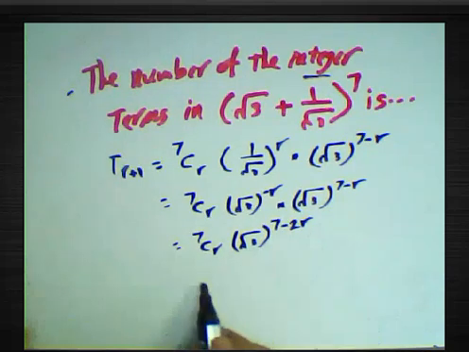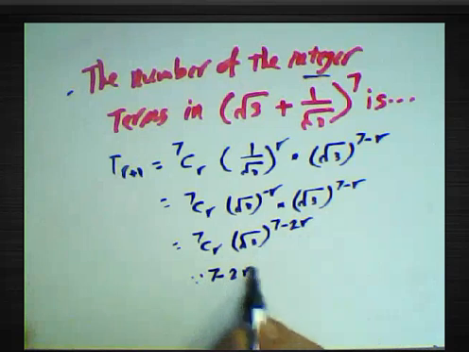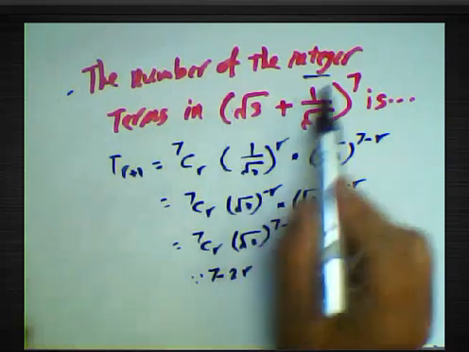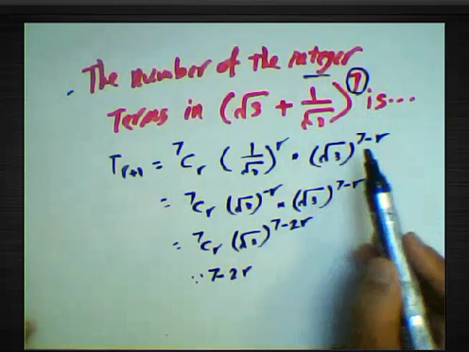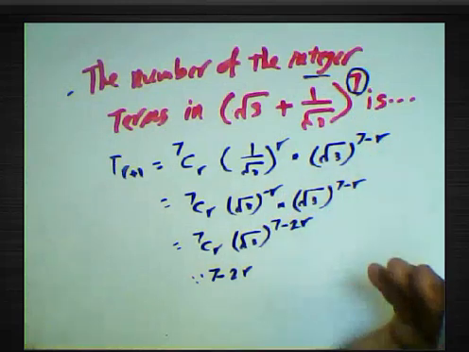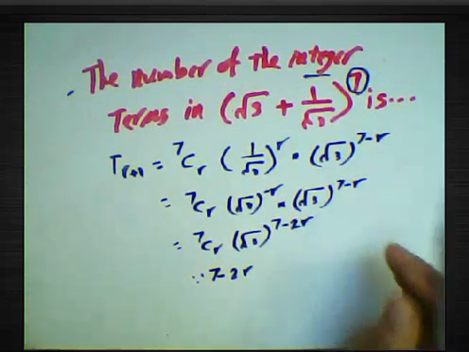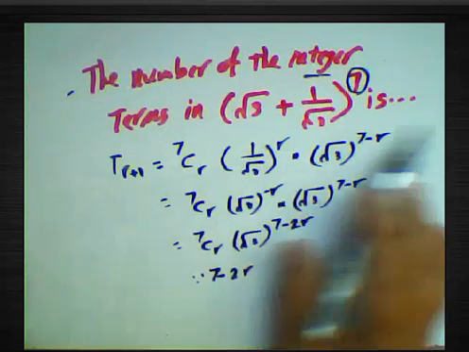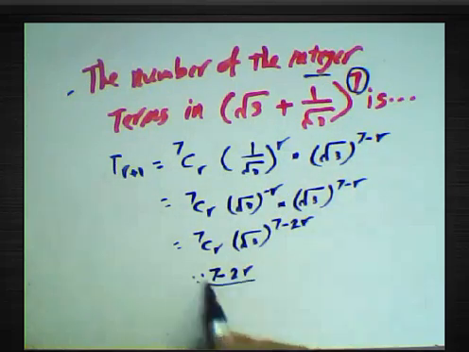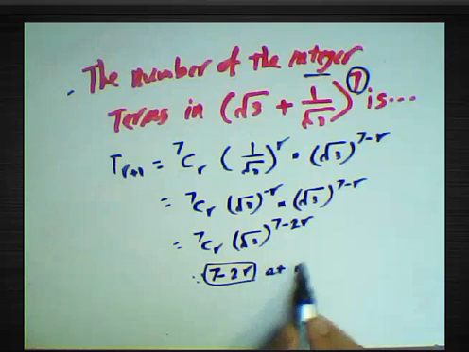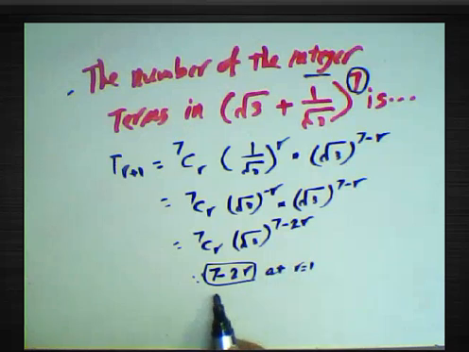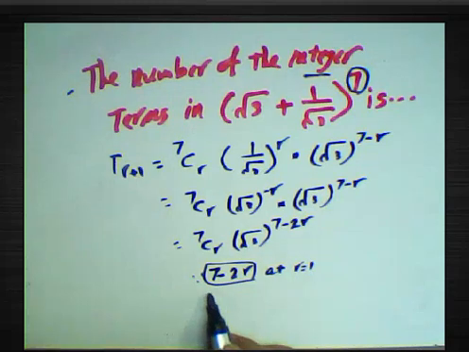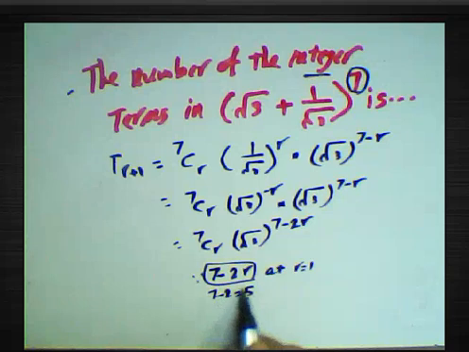In this expression, 7 subtract 2R, you want to find the number of integer terms. How many terms do we have here? We have 1, 2, 3, 4, 5, 6, 7, 8. We have 8 terms in this expression. Put R equal 1 here, then the result will be what about the power here? The power 7 minus 2, 7 minus 2 equals 5. It will be odd.